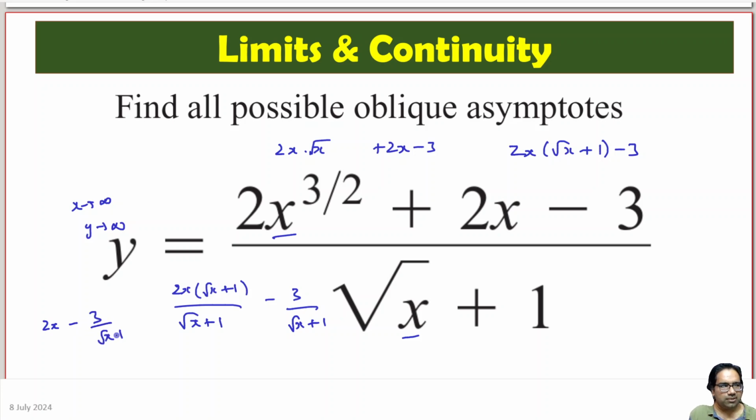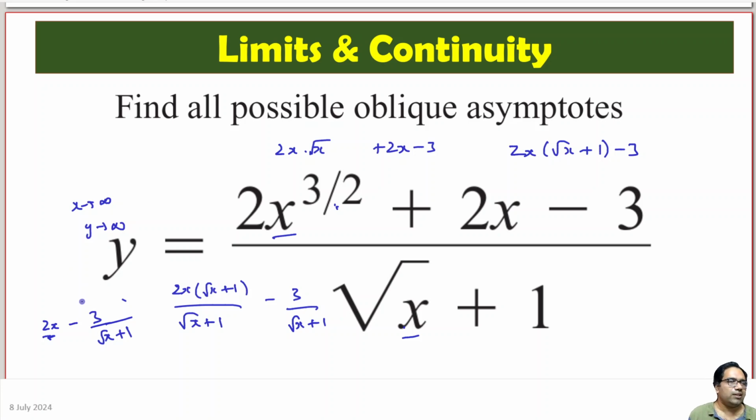3 by root x plus 1. There is a difference of 1 within the highest powers of the numerator and denominator. This is half and this is 3 by 2. So obviously 3 by 2 minus half is 1. So the numerator is 1 power higher than the denominator. That means there is an oblique asymptote. We already discussed this. Oblique asymptote is when the numerator has got 1 power higher than the denominator. So that means we can break it as one linear equation plus something else. This is a linear equation.